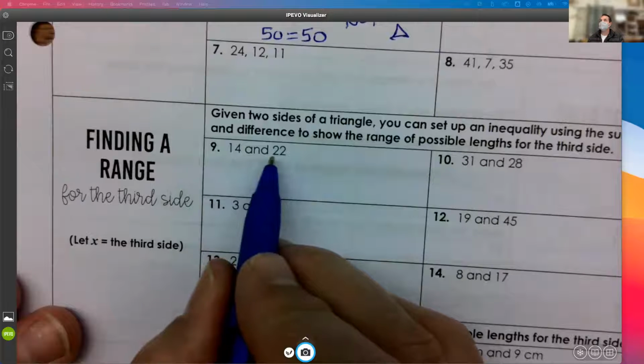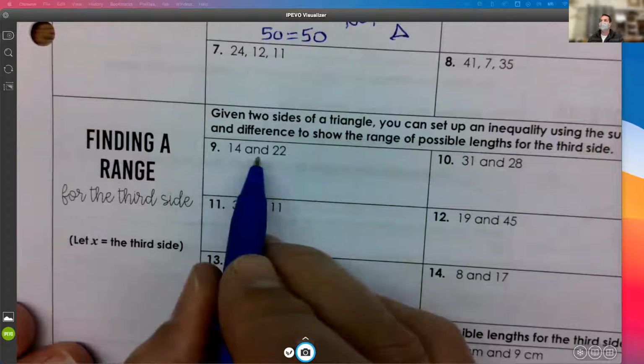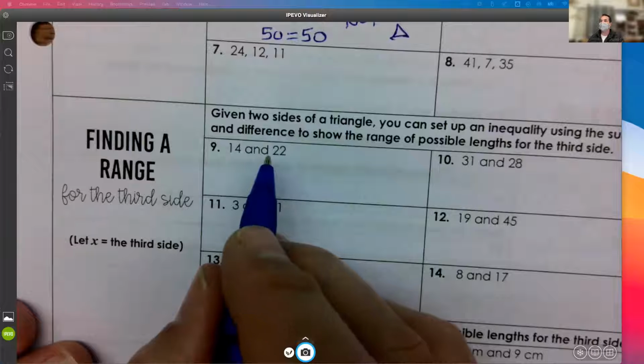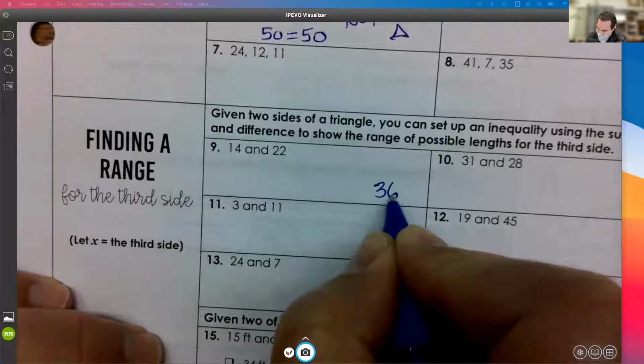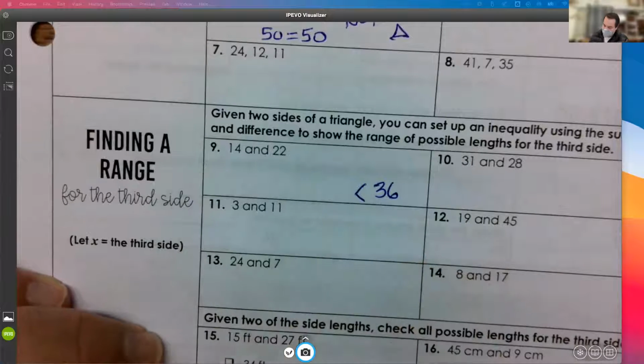Like, would 50 work? 14 plus 22 would be 36. That's less than 50. We need them to add to more than 50. So that wouldn't work. Would 40 work? What's the highest number it could be that would work? 35. 35.9999, right? In other words, we have to have it be less than 36, not equal to 36. We'll call X that side.